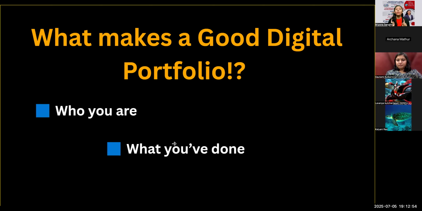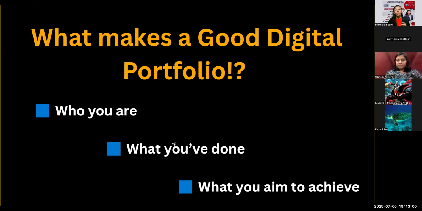Next up is what you have done, whether it be projects, student work, some kind of innovation, research paper, anything, you have to present it in your portfolio. Then what you aim to achieve: goals, your future teaching goals, your feedback loops, or some kind of reflections over your profile, over the journey, everything. These three are the main things that should be included in a good digital portfolio.